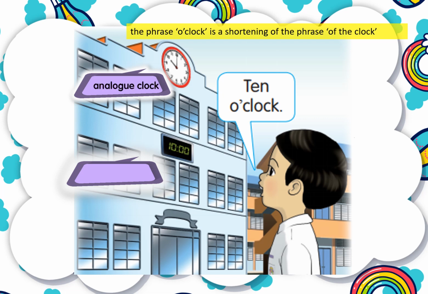"It's 10 o'clock," said the boy. Can you see the analog clock? The long hand points to number 12 and the short hand points to number 10. Whereas on the digital clock, the hour is 10 and the minute is 0. It is 10 o'clock. The phrase o'clock is a shortening of the phrase "of the clock."